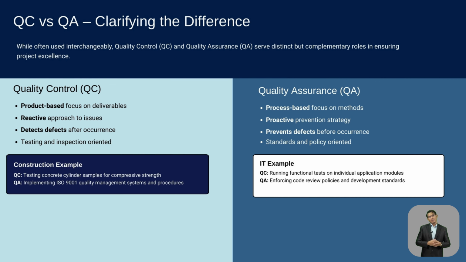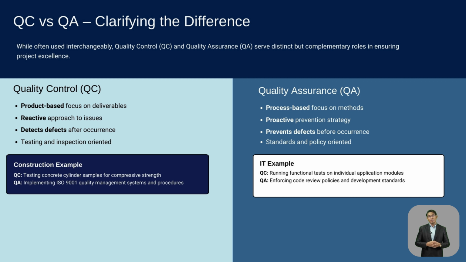Quality control versus quality assurance. This is a common misunderstanding. Quality control, QC, and quality assurance, QA, are often confused, but they serve different yet complementary functions. Quality assurance is process-oriented. It ensures that the methods and procedures used to deliver the product or service are sound. QA is proactive. Quality control is product-oriented, so it checks whether the actual outputs meet quality standards. So QC is reactive.